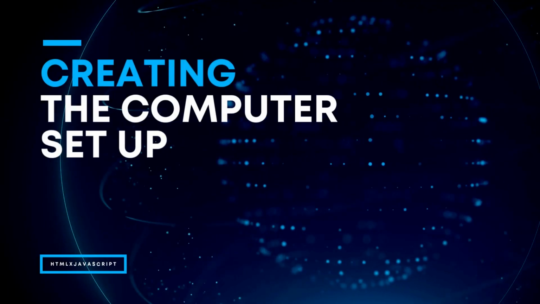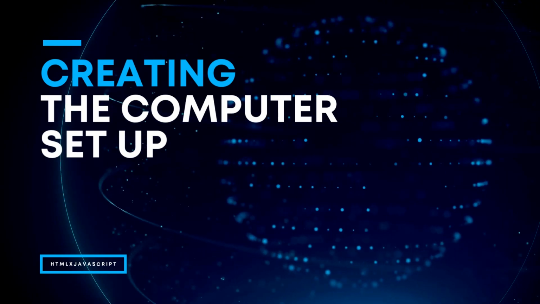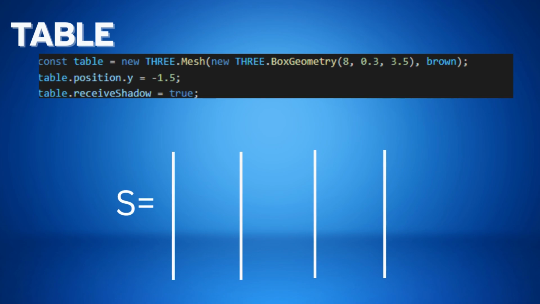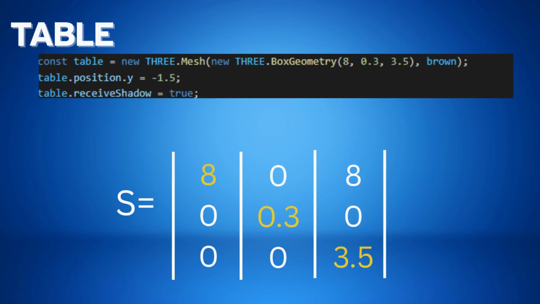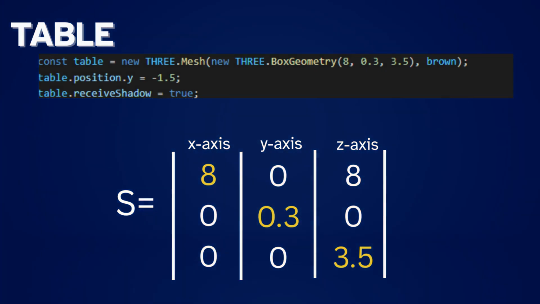Now that we have finished setting up the scene, camera, and lighting, the next part focuses on building the actual 3D objects. The parameters 3, 0.3, and 3.5 define the x-axis, y-axis, and z-axis of the table. This corresponds to the basis vectors of 3D space scaled by these values.